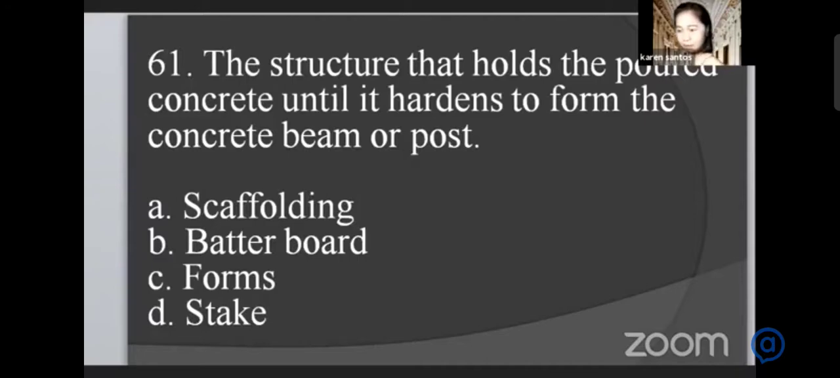So our Facebook viewers answered A, B, C. How about our Zoom participants? Parang dalawa, tatlo na lang ang nakikita kong sumasagot.